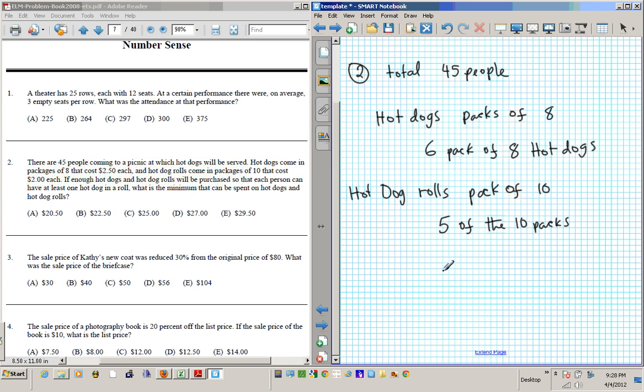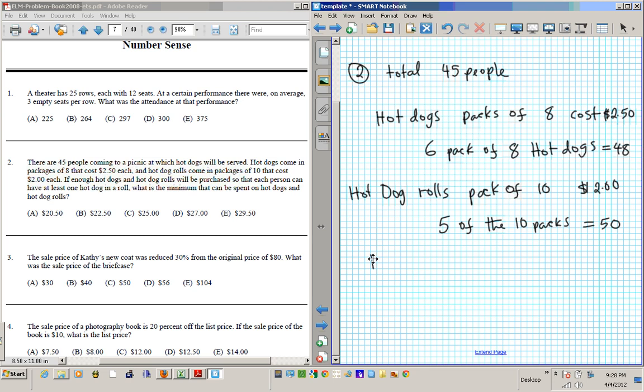So how many of each am I going to have? This gives me 48 of this, and this gives me 50 of this. So that's good enough. What is the price going to be for each one? Each hot dog pack costs $2.50, and this one costs $2. How much is my total price going to be?